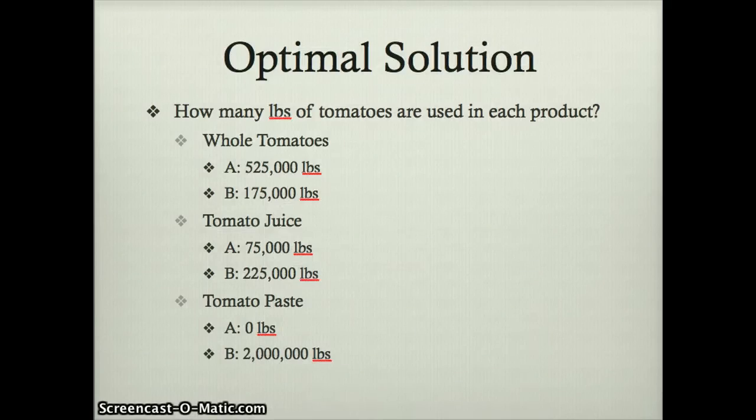The results after plugging in the appropriate calculations into the solver showed our optimal solutions. The results demonstrated that the total amount of pounds for each product were 525,000 pounds of grade A and 175,000 pounds of grade B whole tomatoes. The results for the optimal amount of tomato juice were 75,000 of grade A tomatoes and 225,000 pounds of grade B tomatoes. Meanwhile, the amount of pounds for the tomato paste were 0 pounds of grade A tomatoes and 2 million pounds of grade B tomatoes.